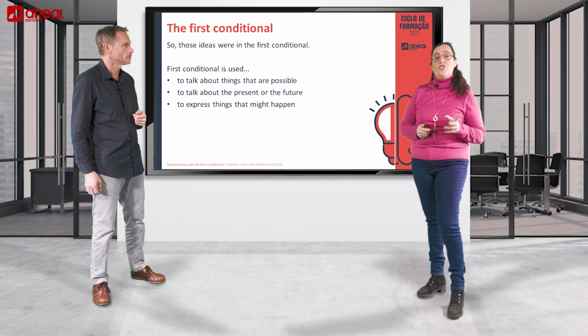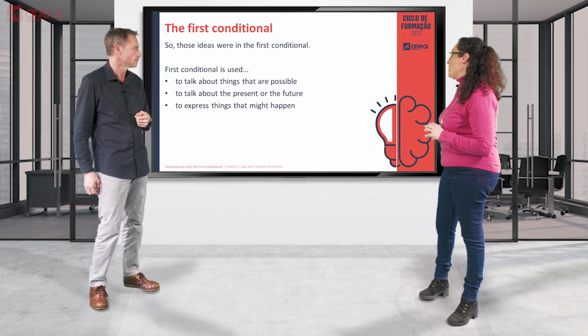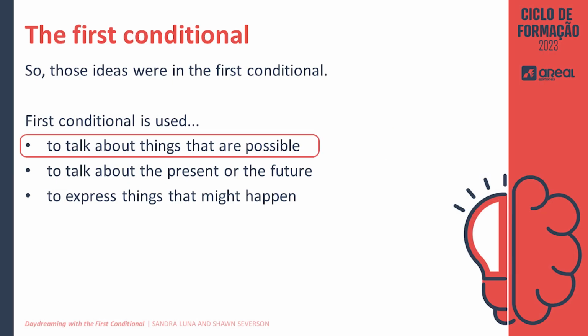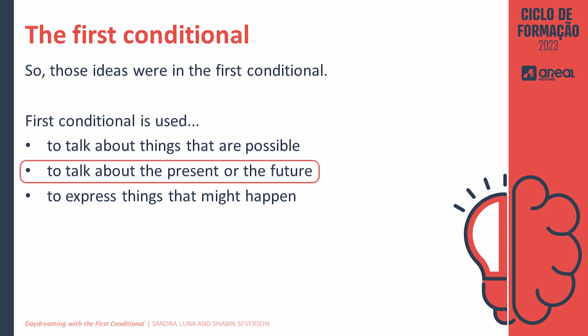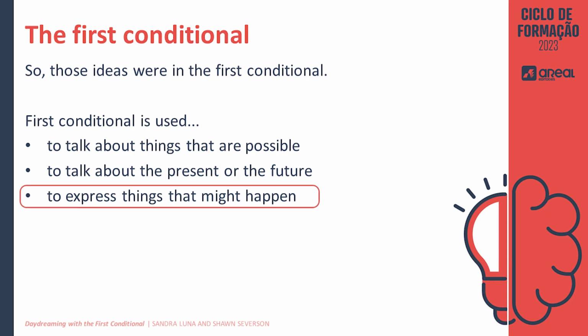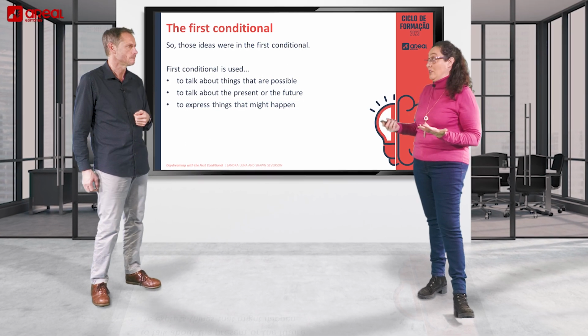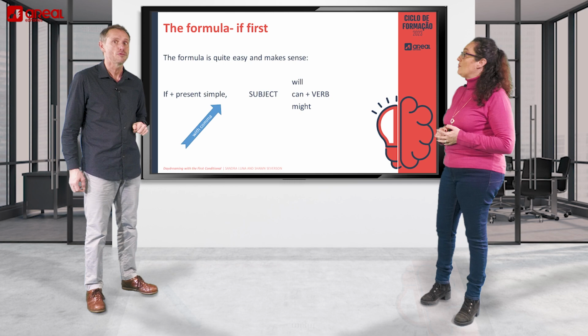So the first conditional is used in these situations. We use it to talk about things that are possible. We also use it to talk about the present or the future. And finally, we use it to express things that might happen, that are probably going to happen. So we have to look at the formula.